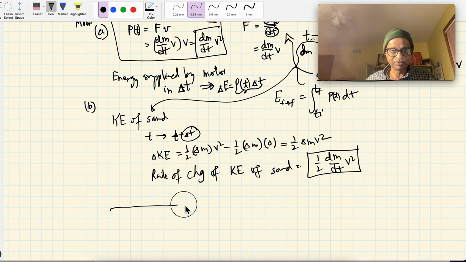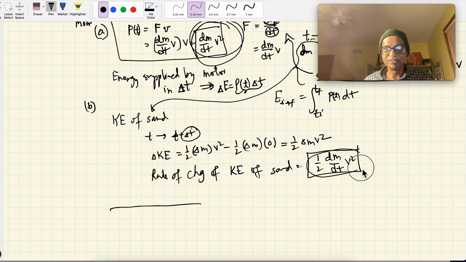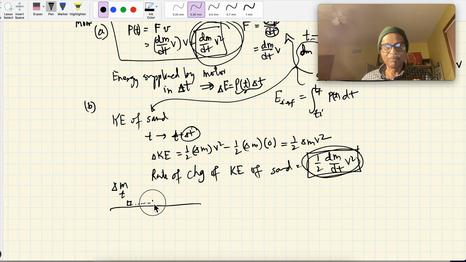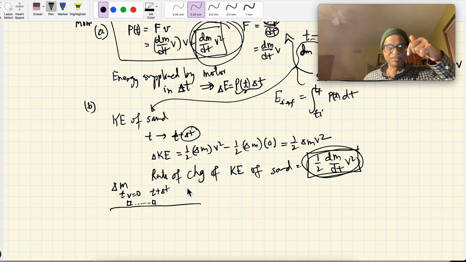So the question is, where is the rest of the energy? The motor spent that much energy, and only this much ended up in the kinetic energy of the sand. So where is the rest of the energy? That is the hard part. So let's look at one of the particles. Let's call it delta m. So you have a delta m, and say at time t it's over here, and this is time t plus delta t. Over here the v is equal to 0, it just came in, and over here it's going to be v equals v.